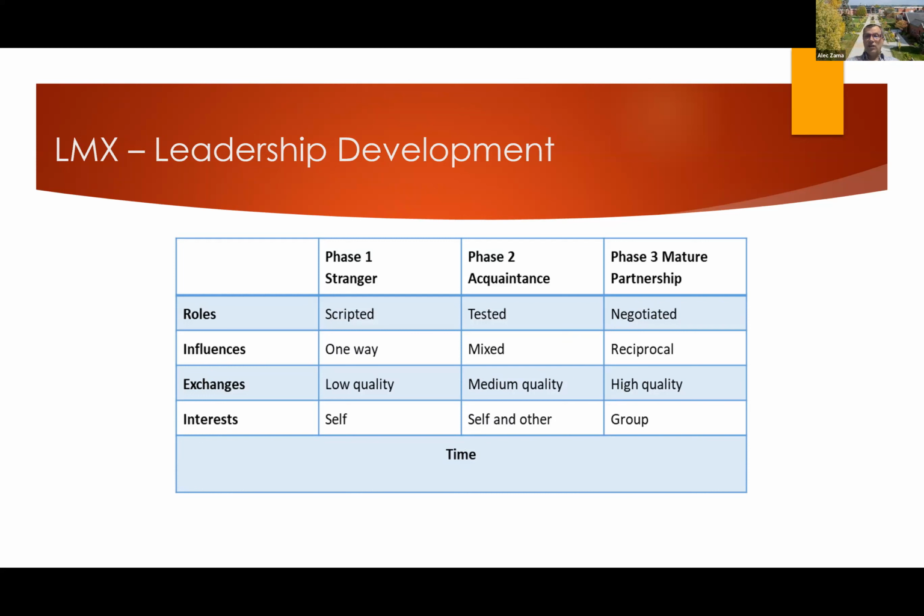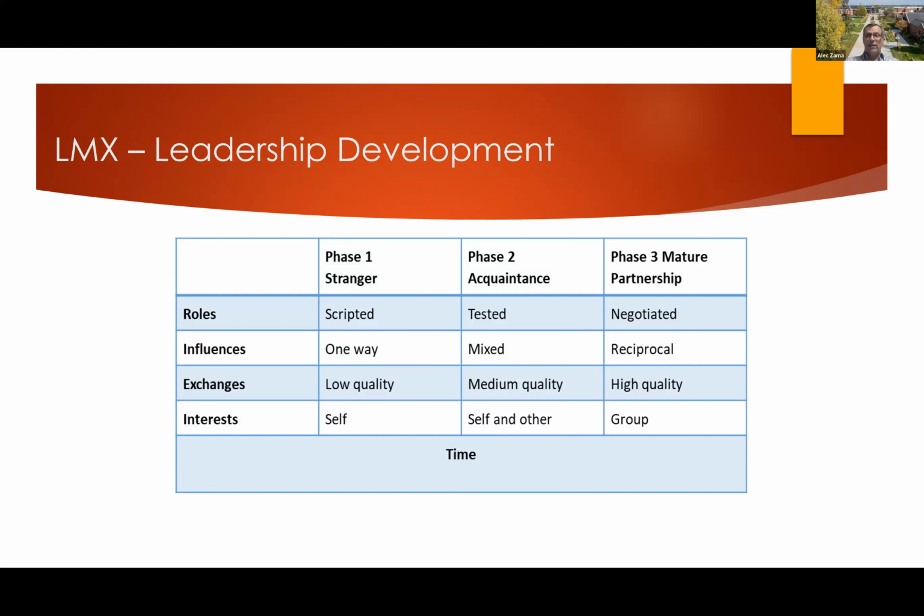In the first stage, it's called the stranger. The second one is acquaintance. And the third one is mature partnership. That's where we have high-quality exchanges. As we can see right here, in each of them the roles, influences, exchanges, and interests change. For example, in the stranger phase, or the first phase or stage, the relationship between leaders and followers is very scripted.